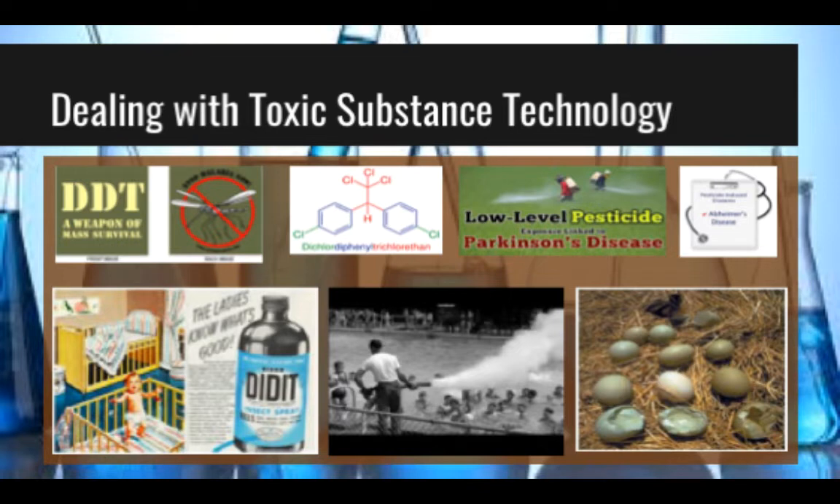Biomagnification caused the populations of many North American birds of prey to decline precipitously from 1950 to the 1970s. The peregrine falcon was almost totally wiped out in the eastern United States, and the bald eagle, the U.S. national bird, was virtually eliminated from the lower 48 states.